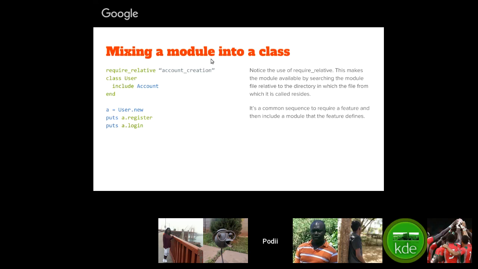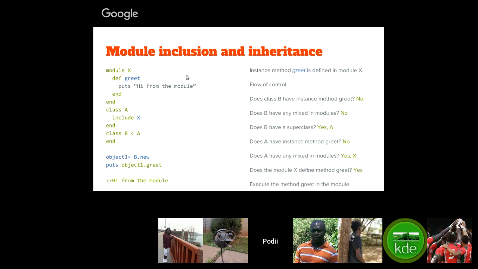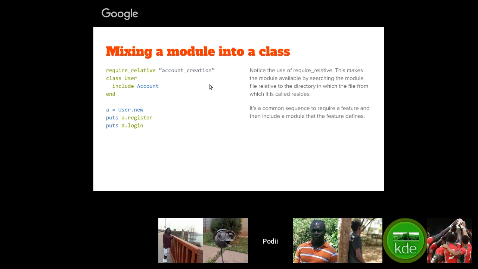Here, we are mixing a module into a class. I think we talked about this. Assuming I have two different files. I have the module, which maybe I call account creation. Then I have the other file where I'm defining my class. If I want the module available to that, require relative searches for that file relative to the directory in which I am. So if I'm in the root directory and have my two files, require relative will check for a file called this in the file where I have this one here.